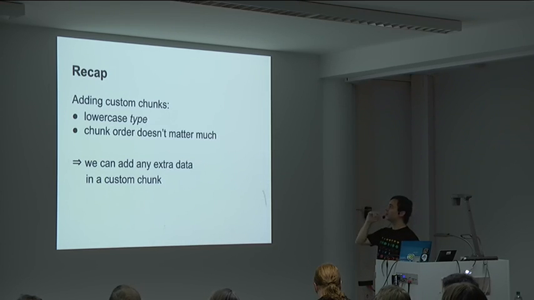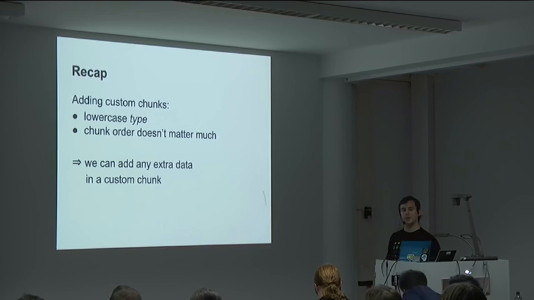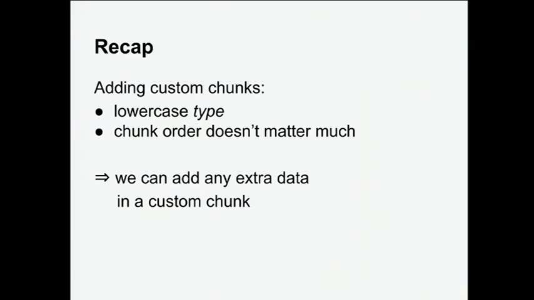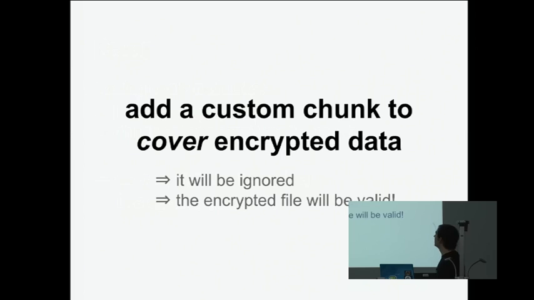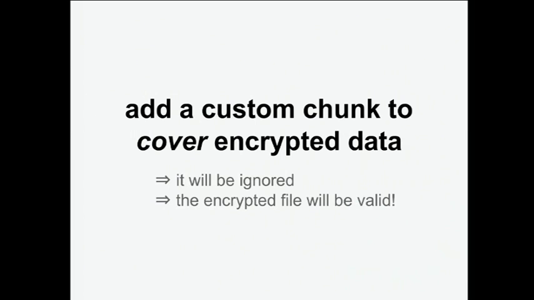So now we can add custom chunks, and as a recap, the first letter of the type has to be lowercase, and thanks to parsers being sloppy with the specs, the chunk order doesn't matter much. So we can add extra data in a custom chunk just after the signature, before the image header. The signature is 8 bytes, and we control the first block of 16 bytes because we control the IV. So the idea would be to add a custom chunk to cover the data from the Google logo that will be encrypted. It will be ignored because it will be contained in the custom chunk.